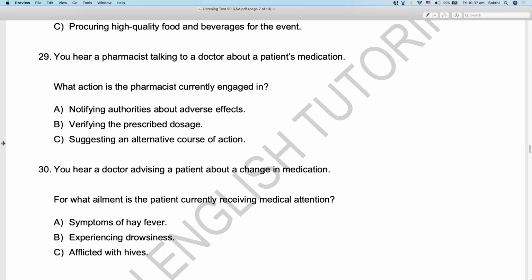Question 30. You hear a doctor advising a patient about a change in medication. Now read the question.